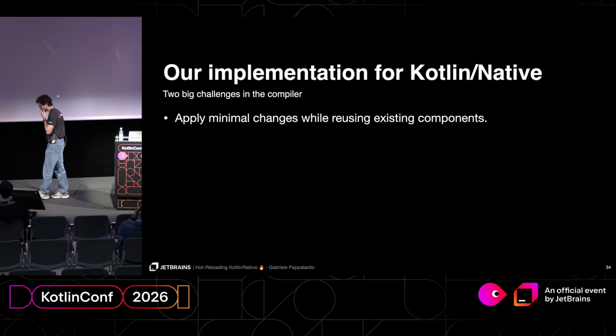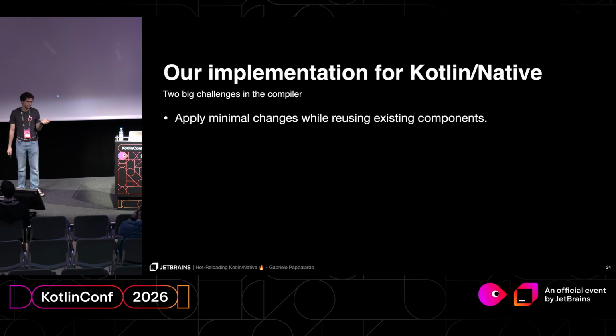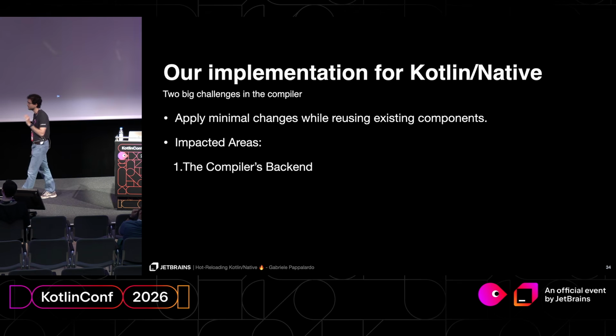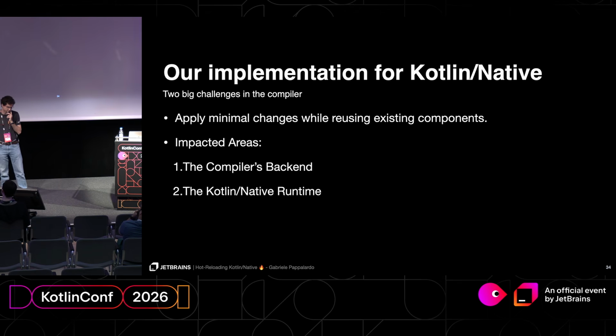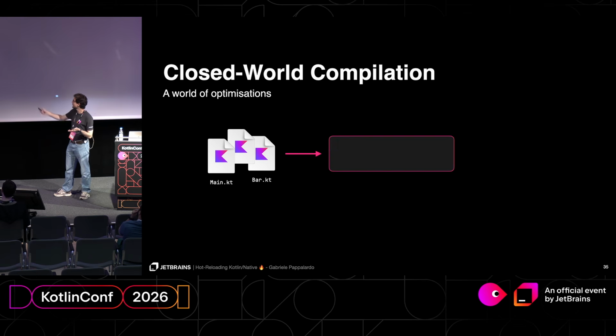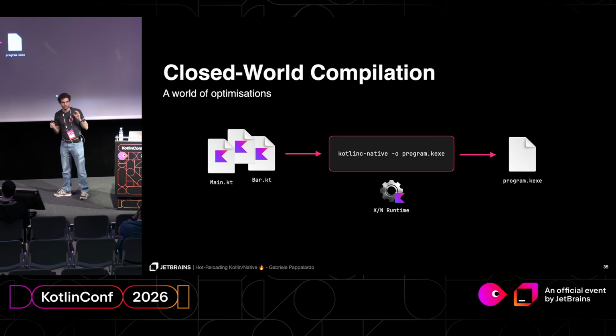We wanted to make minimal changes in the compiler and reuse existing components, but there were two big areas that needed to be tackled. The first one is the compiler's backend, of course, and the second one is the Kotlin Native runtime. Speaking about the compiler, we need to make a disclaimer. As some of you may know, Kotlin Native uses a closed-world compilation scheme. That means given some Kotlin files, you compile them with the Kotlin Native compiler, and it produces only a final binary. This binary contains everything: the Kotlin Native runtime, some standard libraries, every possible code inside there, so we can perform aggressive optimizations on it. However, this does not allow you to give extensibility outside of this world, right?